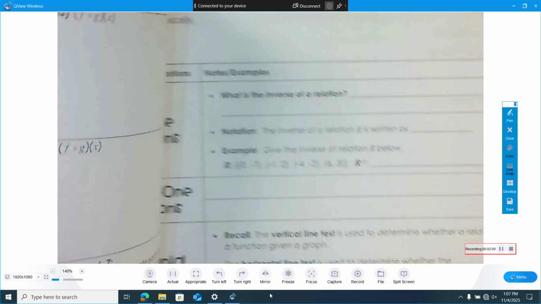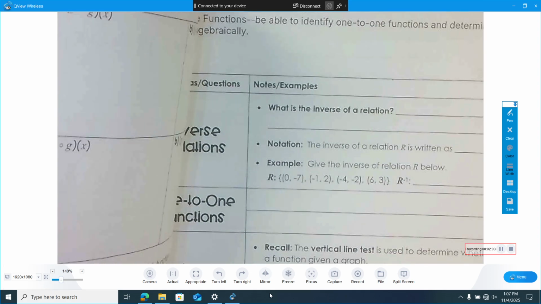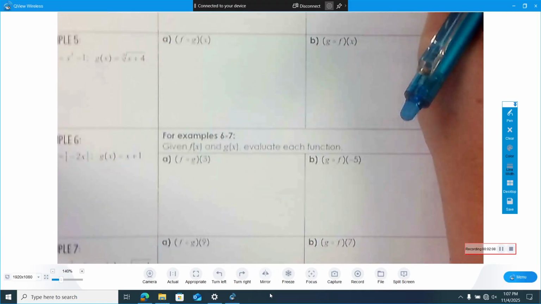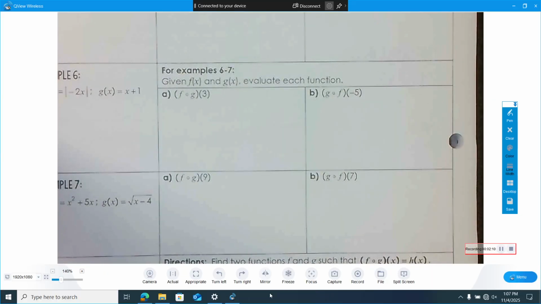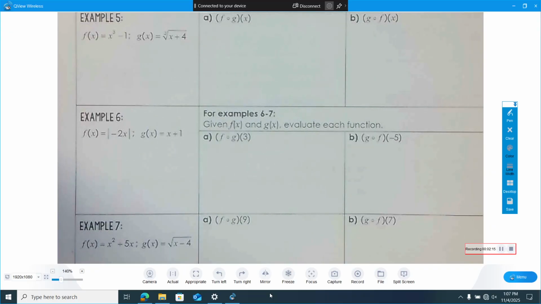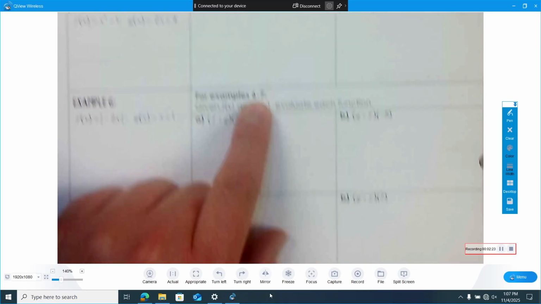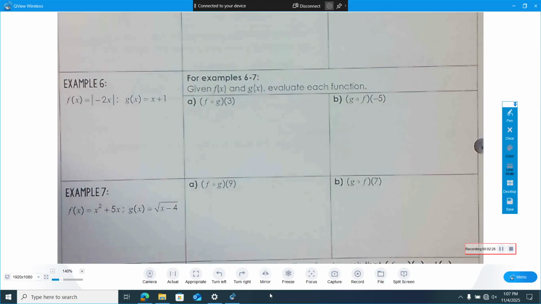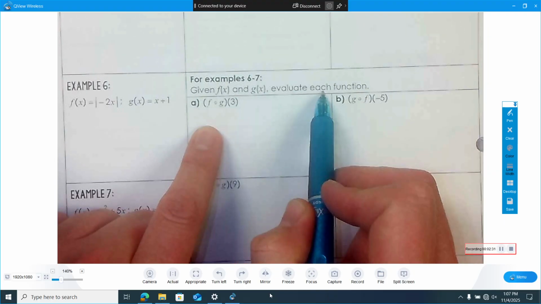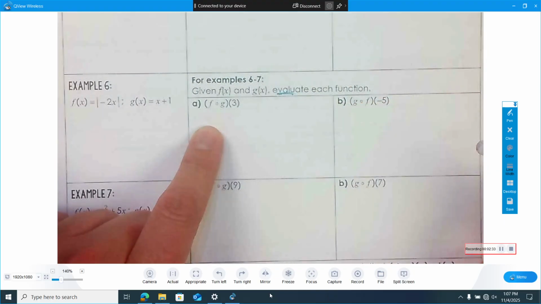Let's see, how do I want to do this first? So I want to turn the page, and we're going to start here on example 6 and 7. Okay. All right, so given f and g functions here, we want to evaluate each function. And again, we have the word value in here, so we're looking for a number answer.